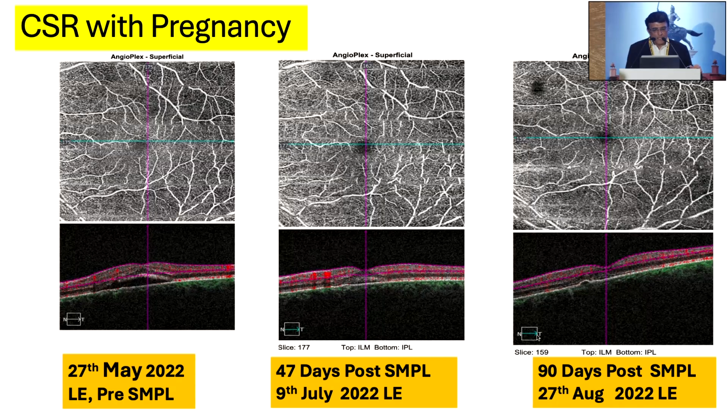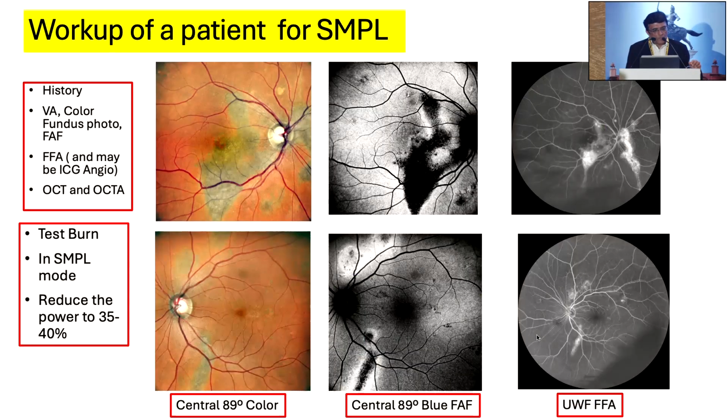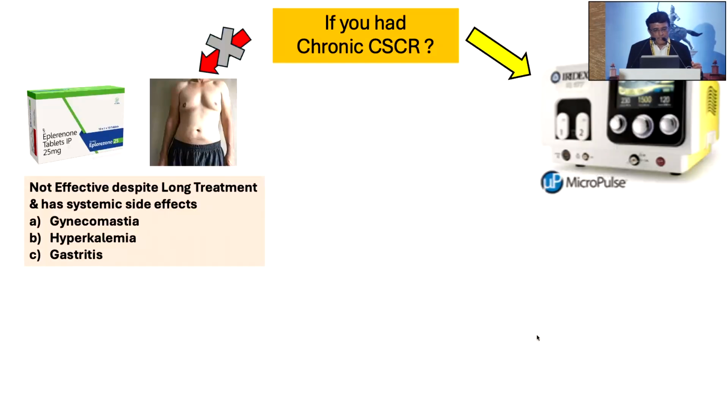The patient did well. So in conclusion, for the workup of a patient for subthreshold micropulse laser, we do an autofluorescence, we do a colored fundus photography. You can see the tracks of CSCR in these cases, and this represents that it was an old CSR, and we do an OCT and then see if there's a neurosensory detachment. We do a test burn, and after doing the test burn, we go ahead and treat the macular area.